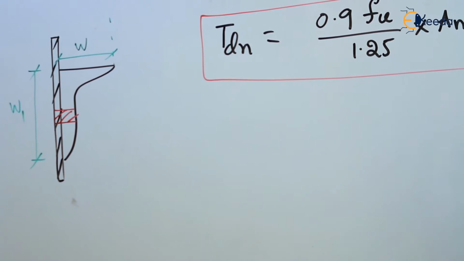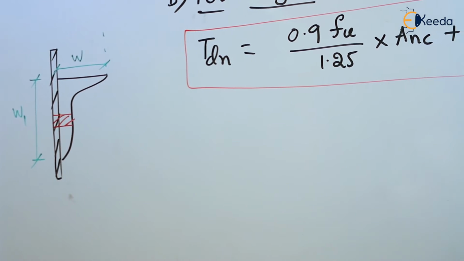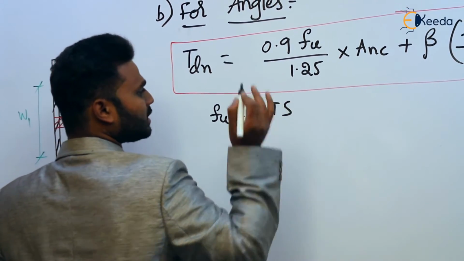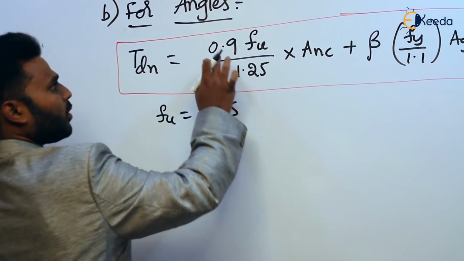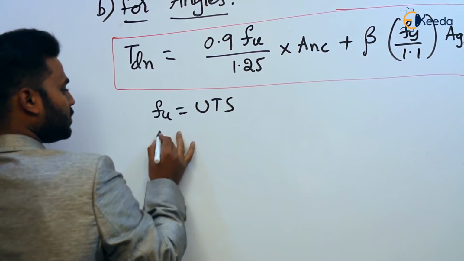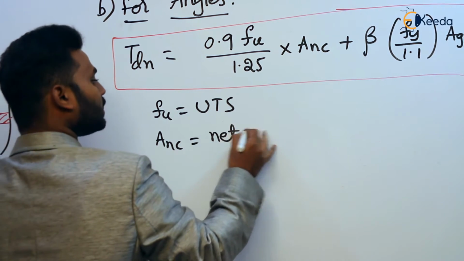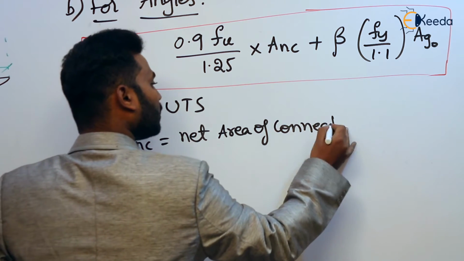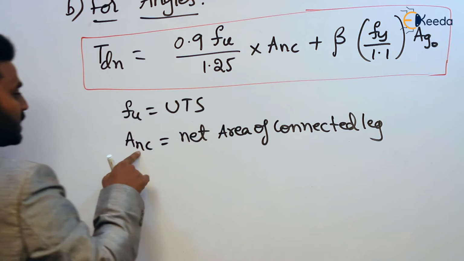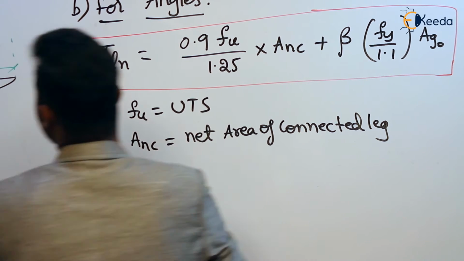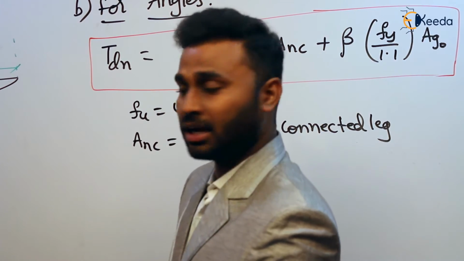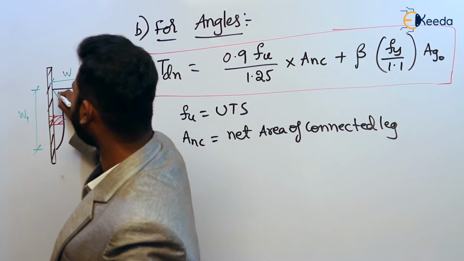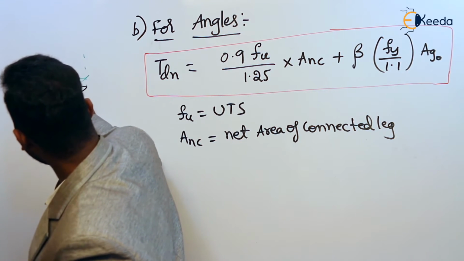Now let me explain each and every term here. We know Fu is the ultimate tensile strength. We know 1.25 and 0.9 are the reduction factors. Now, Anc: what is Anc? It is the net area of the connected leg. If you observe here, what is the net area of the connected leg? If we take the angle, we can divide it like this. So this is the thickness, and here it is the thickness.